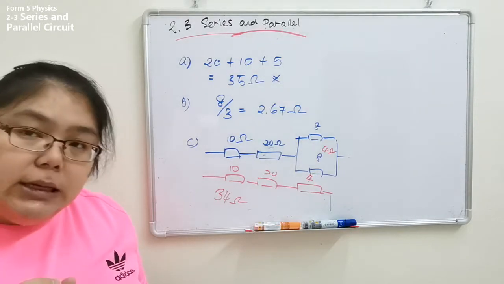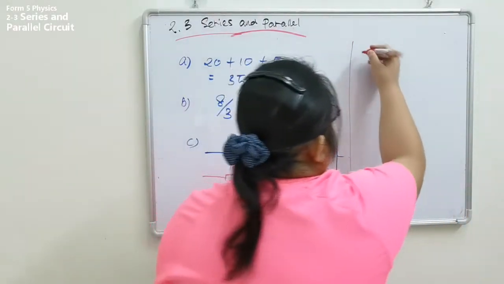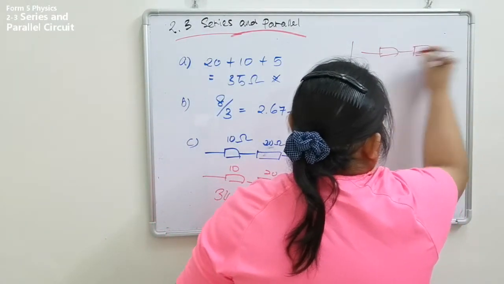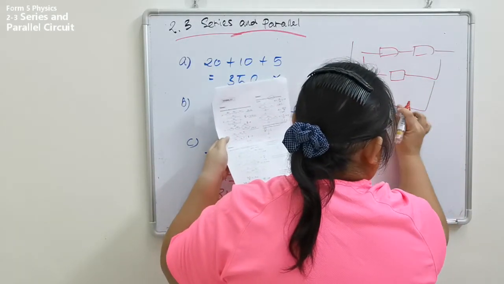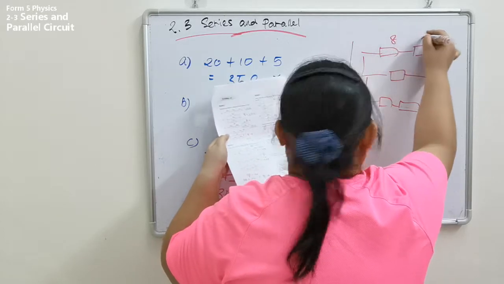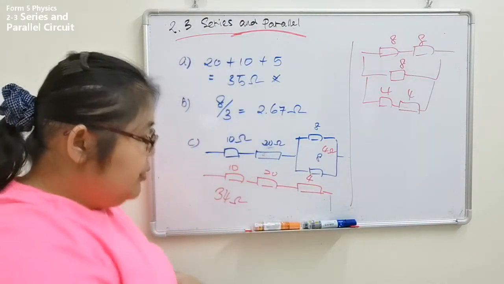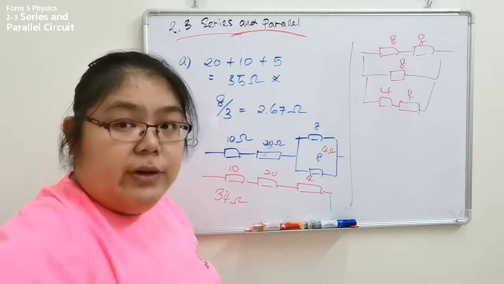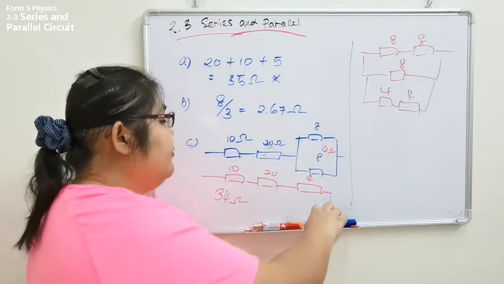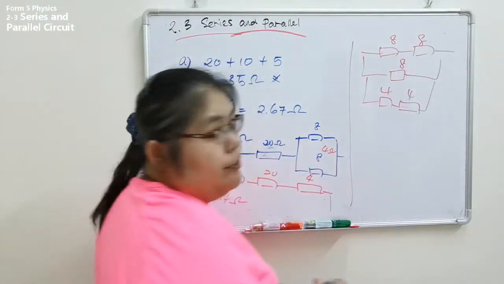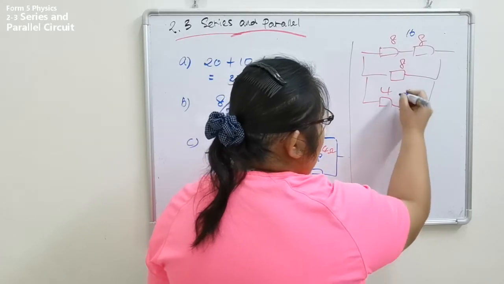And the last one, D. D is all parallel. In the center they got another one, the last one. 8, 8, and 8, then 4 and 4. Now how do we solve it? Do we solve the series first or the parallel first? We need to solve the series first. So from here we combine these two, become 16, and we also combine these two, become 8.